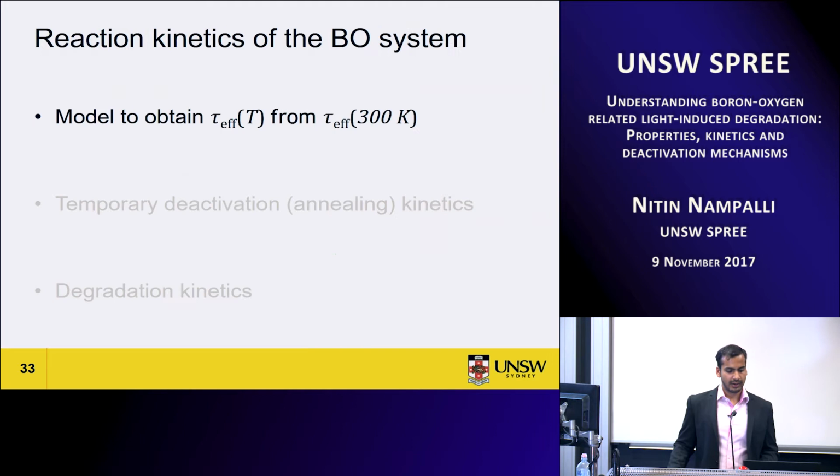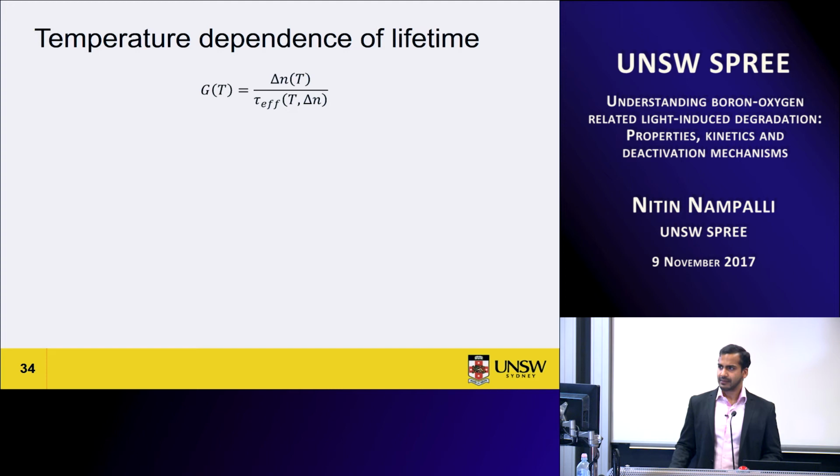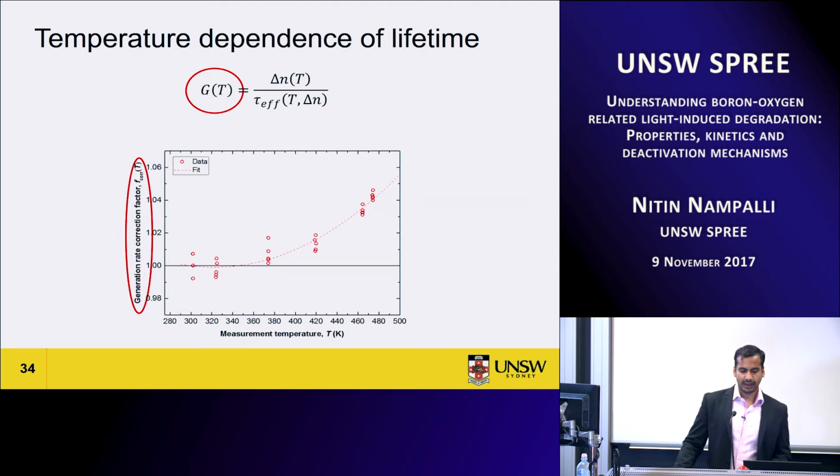The first thing I'll try to do here is show you how I obtained a model to do exactly this. If we consider the generation rate as a function of temperature, it looks something like this. This is relatively easy to determine. On the Sinton machine, for example, you could just measure the optical constant as a function of temperature, and you more or less know what your generation rate dependence is. It's a bit more tricky with the effective lifetime.